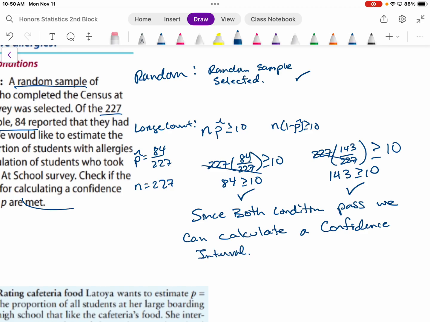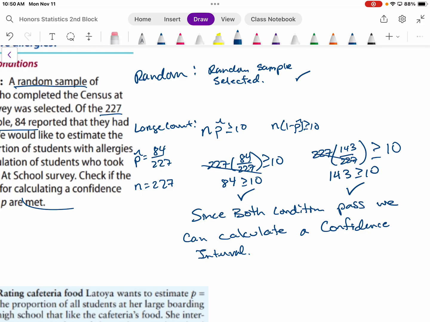If you fail one of the conditions, then you can't do it. So if they don't tell us that it was a random sample, if they don't tell us that an SRS was compiled, then I failed the random condition, and therefore I should not do a confidence interval, especially if I'm going to infer this to a bigger population and make some decisions based on it.